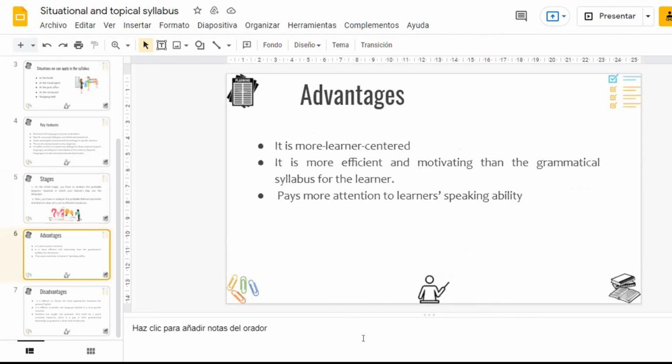Now here we have some advantages. One of them is that it is more efficient and motivating for the learner than the grammatical syllabus. Next, it is more learner-centered, as it takes into account what students actually need in that situation. And then this type of syllabus pays attention to the learner's speaking ability, in contrast to the grammatical syllabus, as Jackie mentioned before.